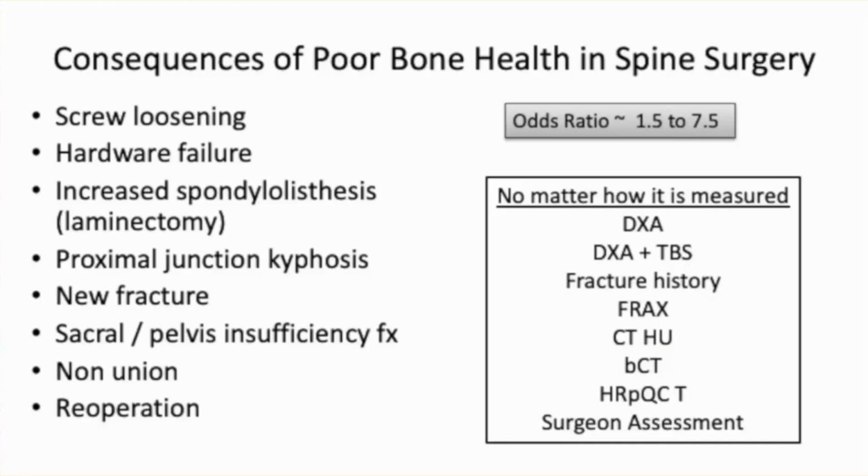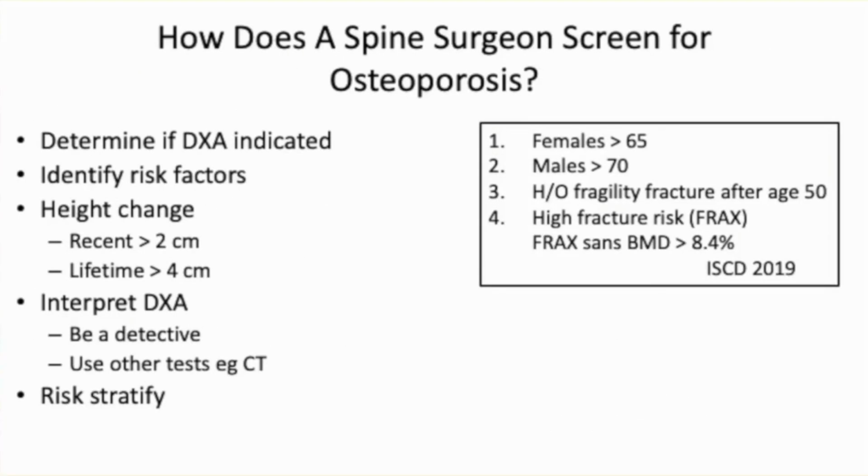Well, I think all the spine surgeons know the consequences of poor bone health in spine surgery. I've just listed the most common complications that are reported that are really related to poor bone, and the odds ratio of patients who have osteoporosis to don't of having these type of complications range 1.5 to even higher than 7. And so we all understand that osteoporosis can lead to very poor outcomes.